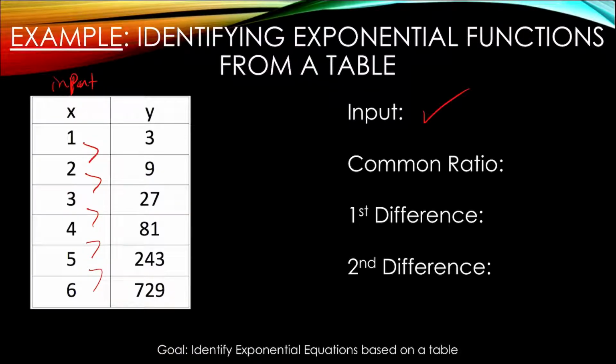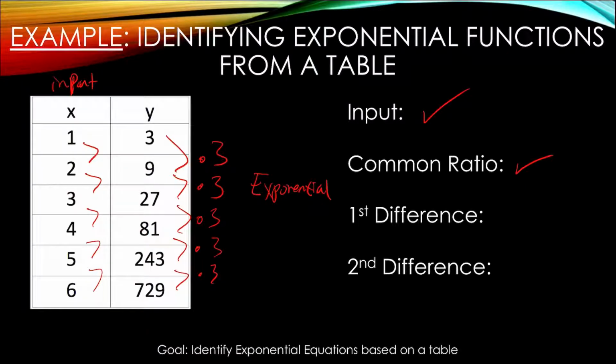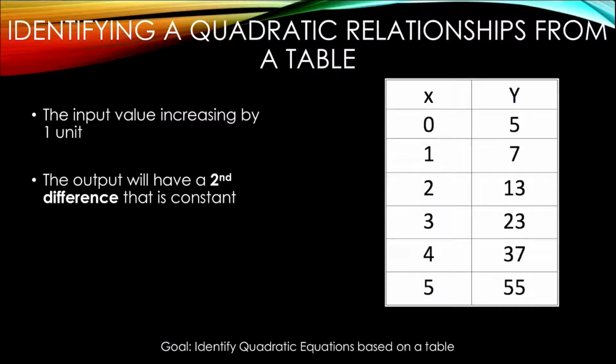Check. Do I have a common ratio? Am I multiplying? Well, I have a shot here. 3 times what is 9? That's 3, so 3 times 3. 9 times 3 is 27. 27 times 3, 81, and so forth. So yeah, I have a common ratio. Check. So that means this is exponential. Okay, so if I end up having a common ratio, that gives me an exponential function.